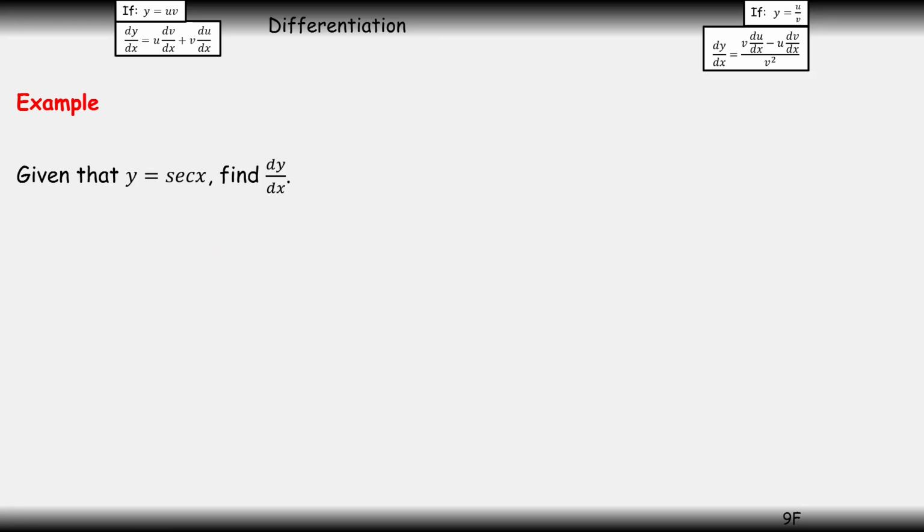Okay, so given that y equals sec of x, find dy by dx. Well, if y is equal to sec of x, that means it's 1 over cos. So I can write it as equals 1 over cos, which I can write then as cos of x to the power of minus 1. Comfortable with that. I can differentiate that then using the chain rule. Chain rule, if you recall. Well, I'll write that in a minute. Let's just let u be equal to cos of x. That means if we differentiate it, we get minus sine of x.